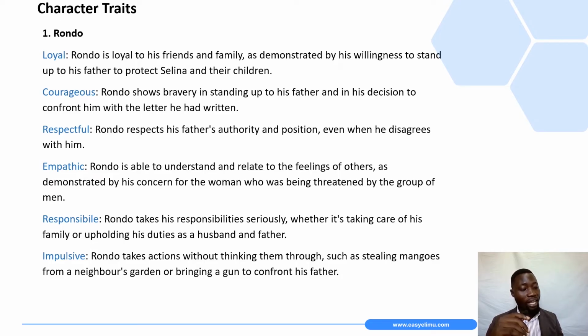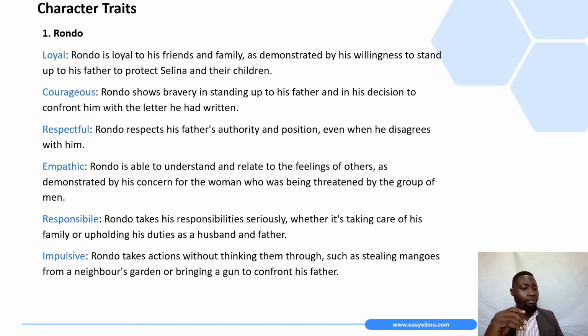that he had written. Apart from that, we're also told that Rondo is respectful. Rondo respects his father's authority and position, even when he disagrees with him. Remember, he doesn't question his father's orders, and he does just as he is told. The only thing that he couldn't abide by, as the father said, was leaving Selina. Remember that Mr. Ruafa is uncomfortable with the marriage between Rondo and Selina.